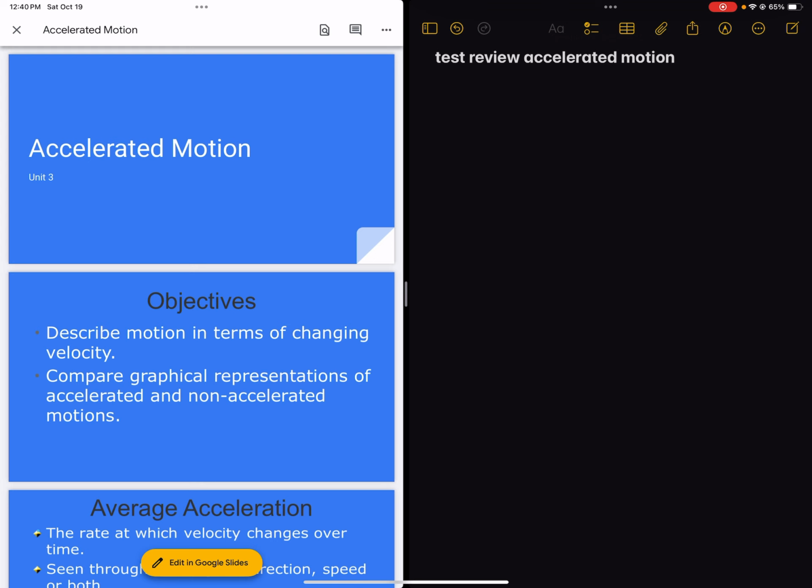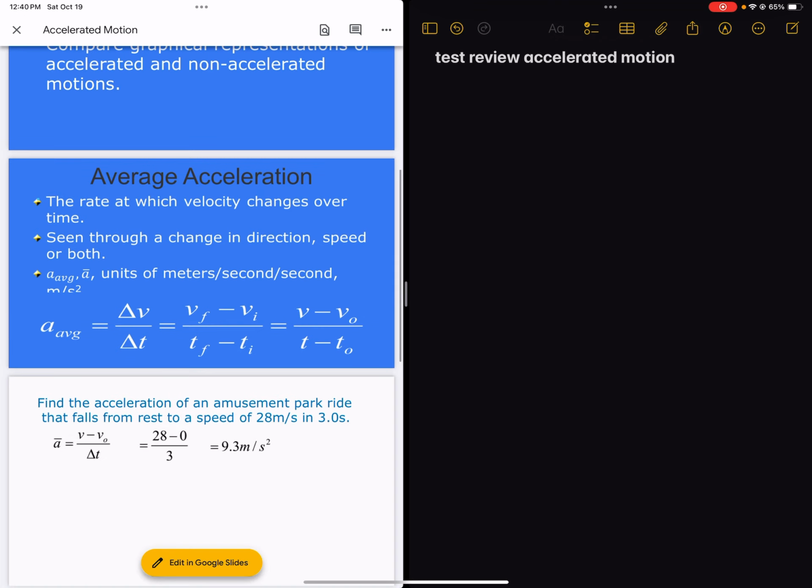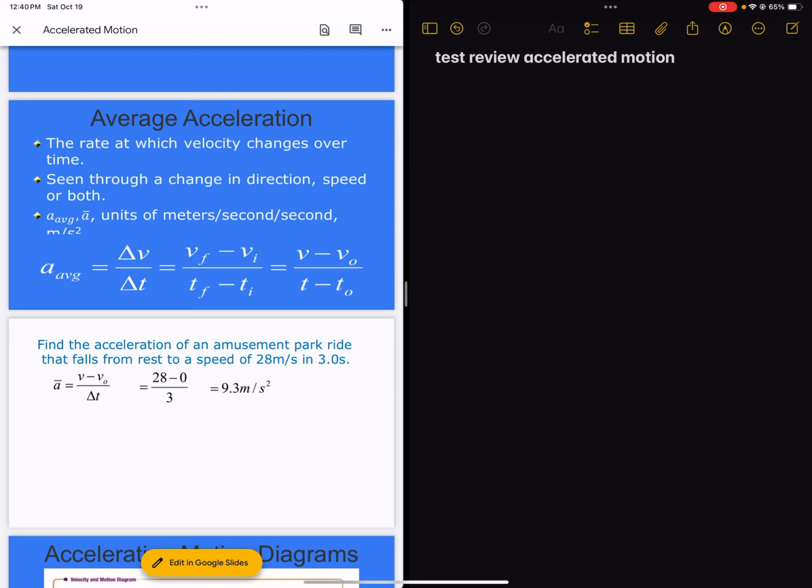From the slides, when we talked about accelerated motion, obviously the difference between the first unit and this unit is now we're dealing with changing velocities, right? So that's defined as acceleration. So the definition for average acceleration, that's just the rate at which velocity changes over time. And the units that we're going to use is meters per second squared, right? So it's a meter per second per second. What that says is how much your velocity changes as measured in meters per second, right?